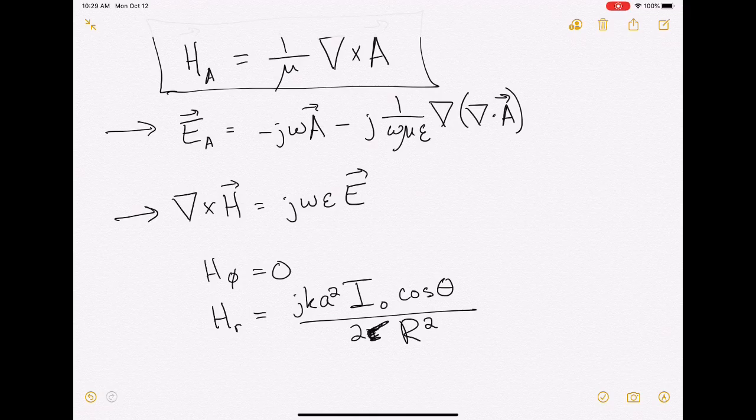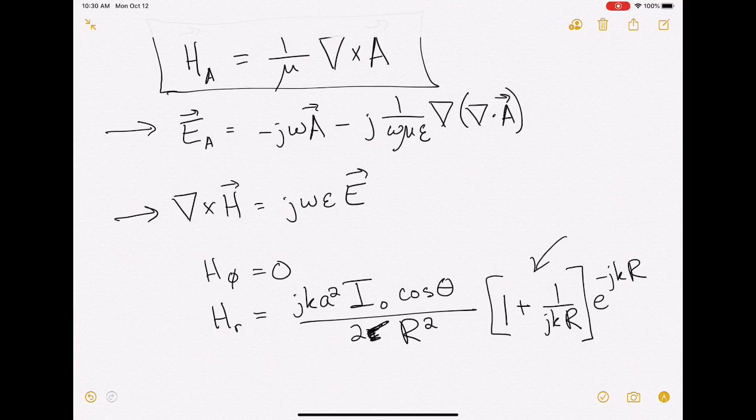Look at that 1 over r squared right at the front. So the H sub r term, the r component of the magnetic field, doesn't contribute to the far field radiation, the radiated power or anything. And then we have in parentheses times 1 plus 1 over j k r, another term of 1 over r here. So this has 1 over r squared and 1 over r cubed. And then we have our phase term, e to the minus j k r. So this r component of the magnetic field only contributes to near field.